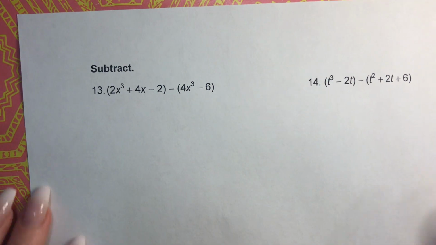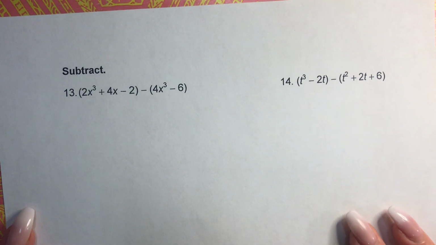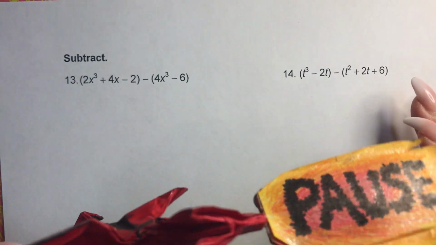So on these problems, we have 13, 14, and 15. I want you to go ahead and try those on your own. Here's my friend the pause dragon. Remind you to pause your device, work out 13, 14, and 15. When you get done, press play, and we'll go over them together. All right, see you in a bit. You can do it.